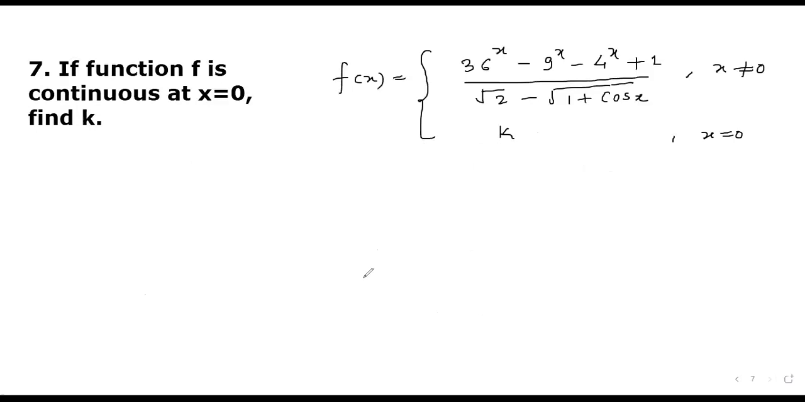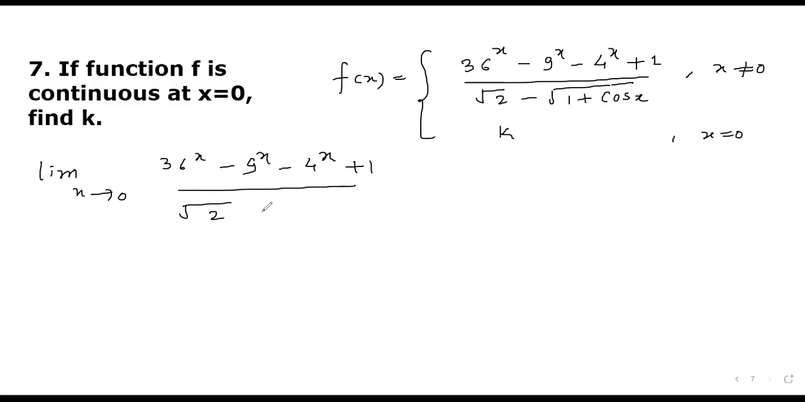Now consider the next question. If function f is continuous at x equal to 0, then find k. Here the function is 36 power x minus 9 power x minus 4 power x plus 1 divided by root 2 minus root of 1 plus cos x when x is not equal to 0, and k when x equal to 0. So we are going to take the direct limit. Limit x tends to 0 of 36 power x minus 9 power x minus 4 power x plus 1 divided by root 2 minus root of 1 plus cos x.